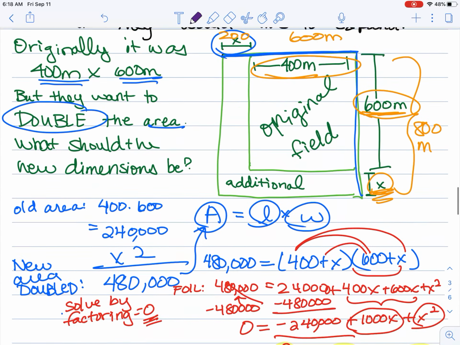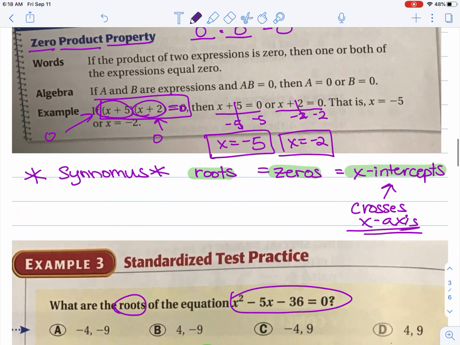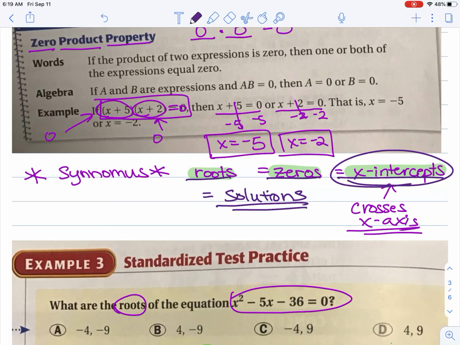Oh, that was the other thing. And up here, when I said synonymous, one more synonymous thing is solutions. Okay, so if they say find the roots, find the zeros, find the x-intercepts, or find the solutions, those are all the same thing as an x-intercept. I don't know why there's so many. We'll just write them down.